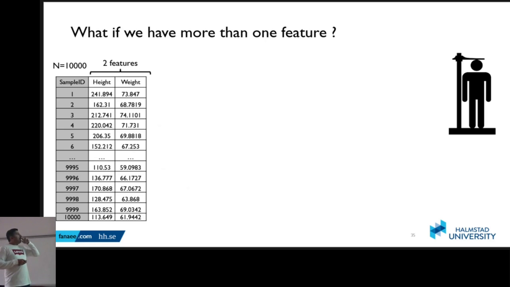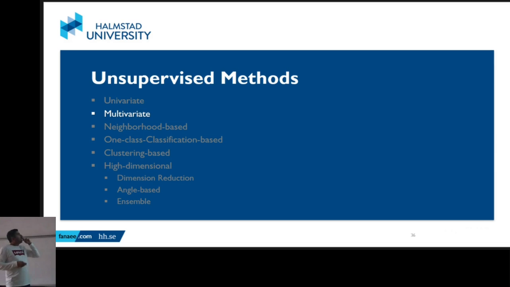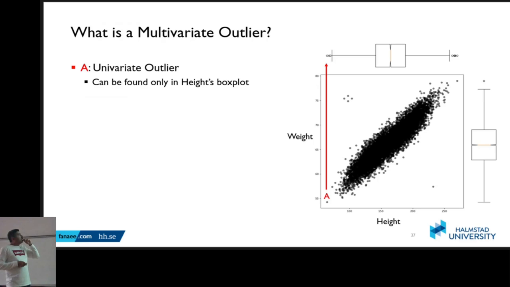So now I ask a question. What happens if I have more than one feature? I added weight to the height now. So we have multivariate approaches that deal with this kind of problem, but why do we need them?